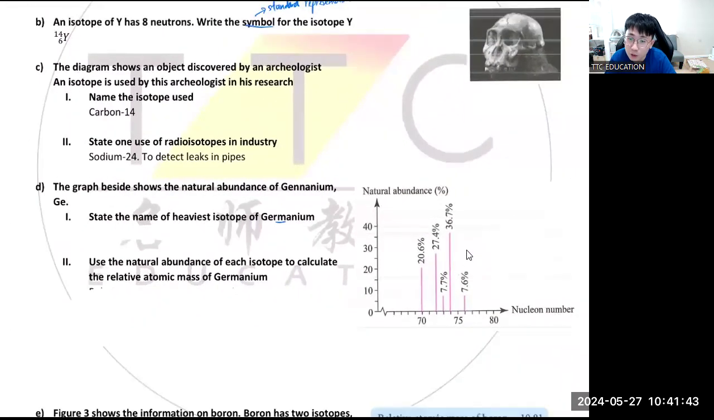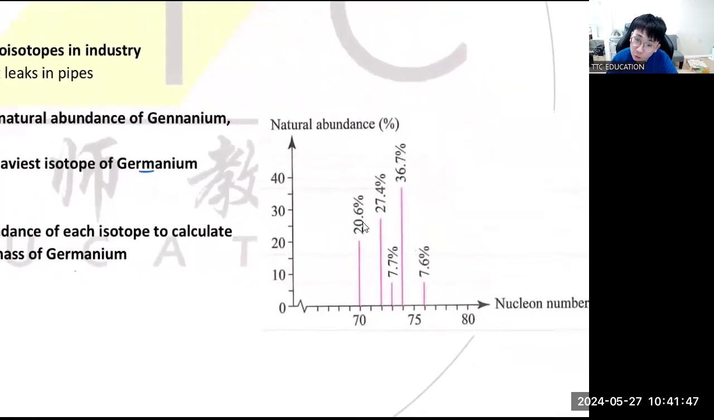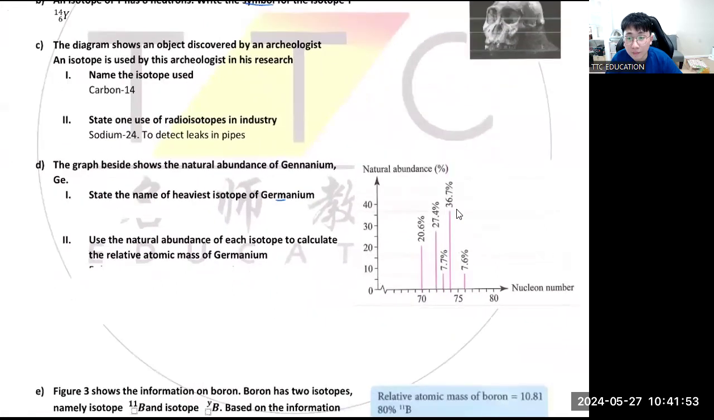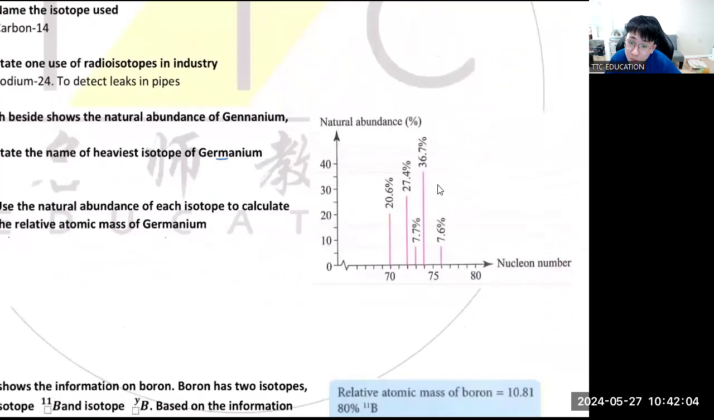So they want the heaviest isotope. What you can do is look at the percentage: 20.6, 37.4, 7.7, 37.6. Take the largest number. From here, you say this is the natural abundance, and then what is the nuclear number? Oh no, they want the heaviest.